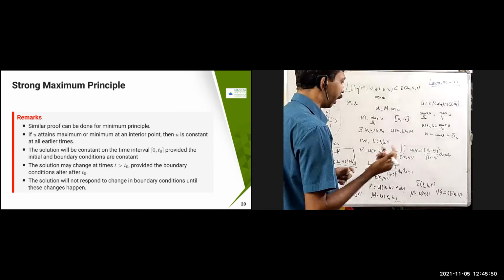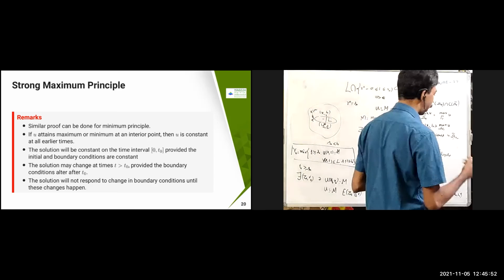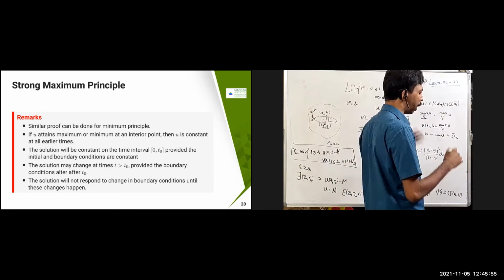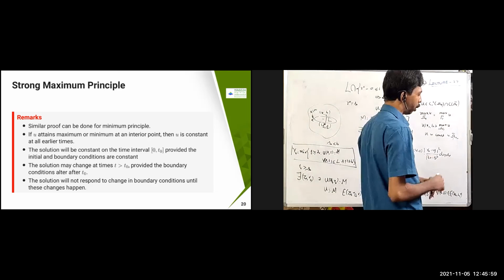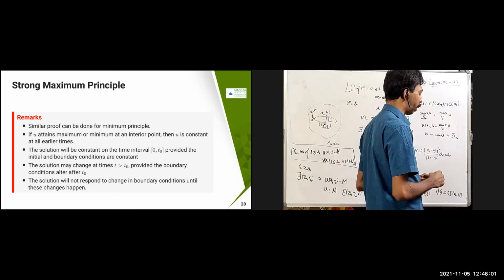So the solution may change at times t greater than t0, provided the boundary conditions alter after t0. If you change the boundary condition after t0, then your solution is also going to change after that.